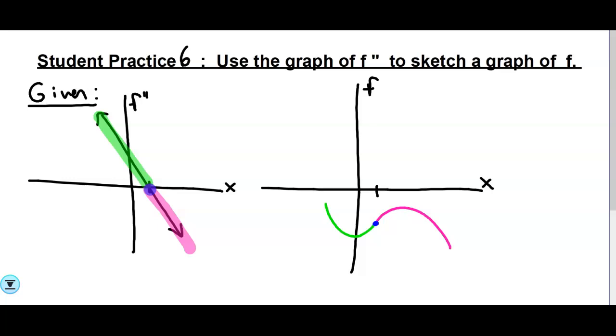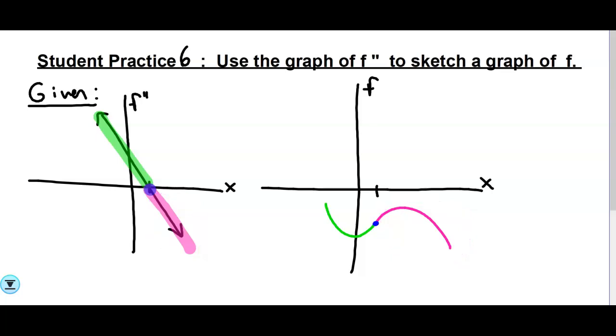And f double prime is below the x-axis to the right of 1, and therefore that means f double prime is negative to the right of 1. And when f double prime is negative, that means that f is concave down. So f will be concave down to the right of 1.